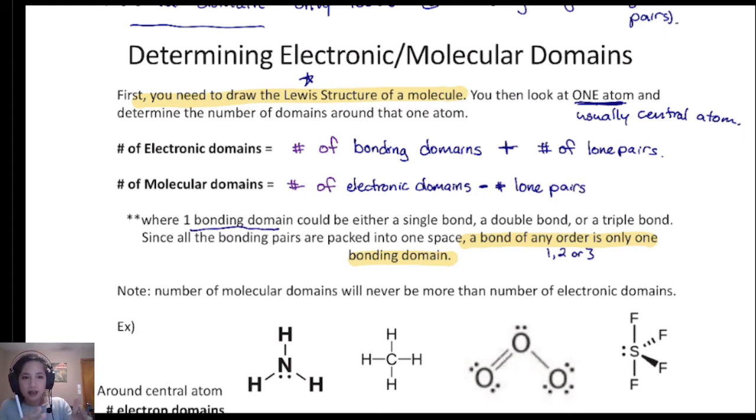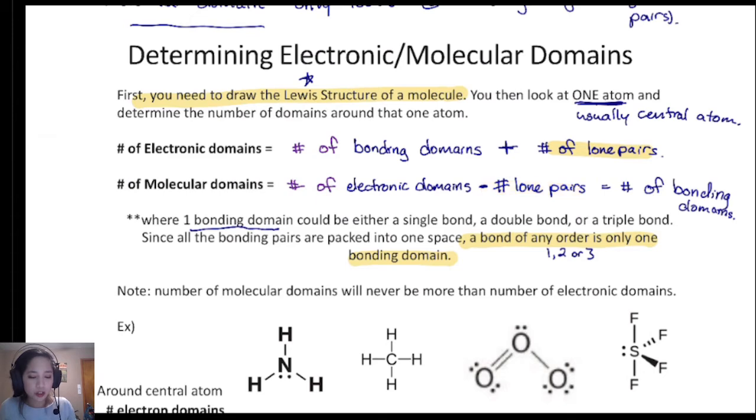But if you look at the math that I have here, you can also say that the number of molecular domains is also equal to the number of bonding domains. So there's a couple ways you can think about it. This is number of lone pairs, because electronic domains is equal to number of bonding domains plus lone pairs, and then molecular domains is the previous line, number of domains minus lone pairs. You essentially can just cancel out and you're just left with bonding domain. So that's why the number of molecular domains is just equal to the number of bonding domains.